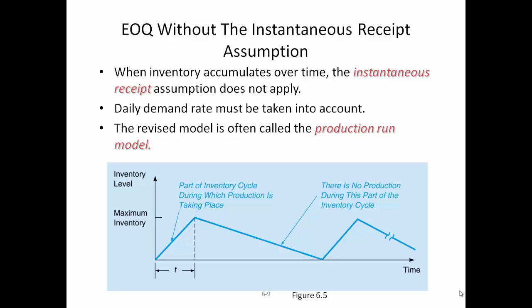So the demand rate must be taken into account, and we have to revise our model. And when we revise our model, the model is called the production run model. As you see from the graph below, what happens? You have your maximum inventory, and then you reach up to your maximum inventory, then it goes down over time, and then it comes back up.